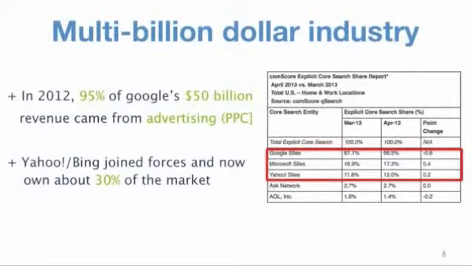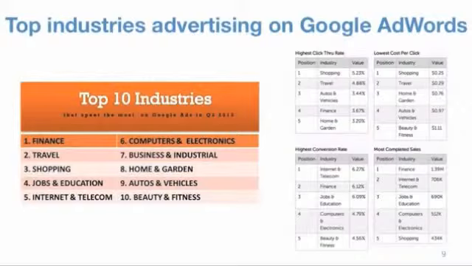You can see here the top 10 industries advertising on Google AdWords. AdWords is the name of Google's PPC advertising program. The top 10 industries are finance, travel, shopping, jobs and education, internet and telecom, computers and electronics, business and industrial, which is a pretty broad category, home and garden, auto and vehicles, beauty and fitness. Just about everyone and everything you can imagine falls into one of these top 10 categories. And I can assure you that no matter what industry it is, people are still doing PPC advertising, even if it's not in this top 10 here. There is success being had across every industry when it comes to PPC advertising.